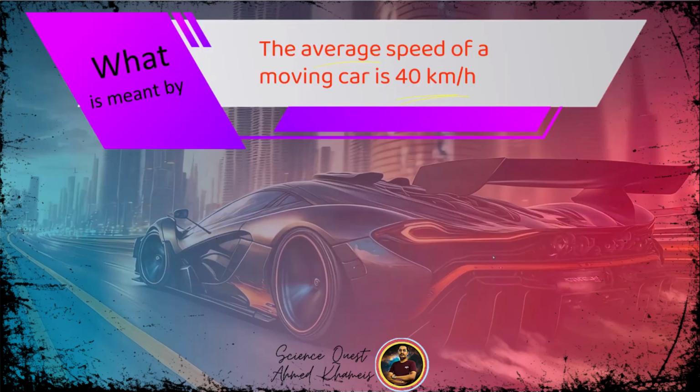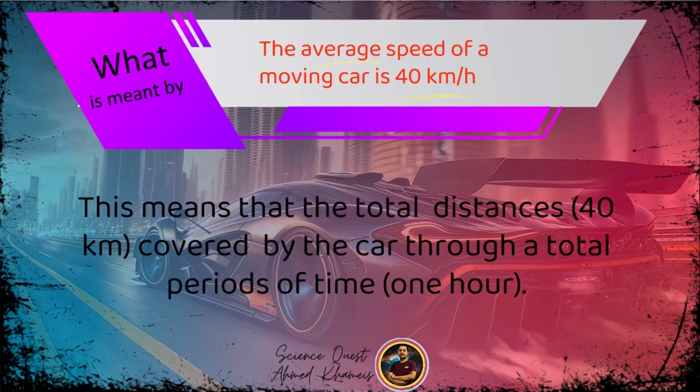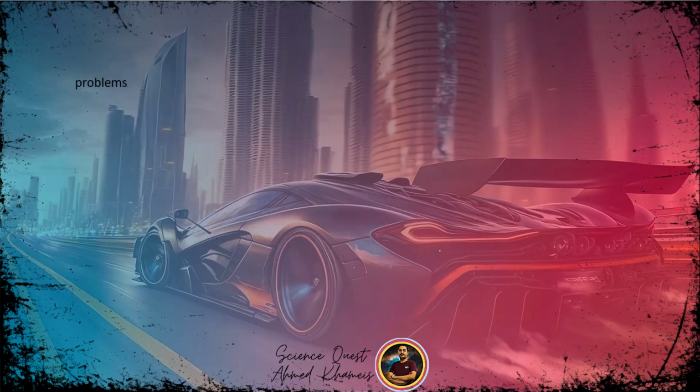What is meant by the average speed of a moving car being 40 kilometers per hour? Average speed means total distance over total time. So that means that the total distance covered by the car is 40 kilometers in a total time of 1 hour. So the total distance is 40 kilometers covered by the car through a total period of time of 1 hour.